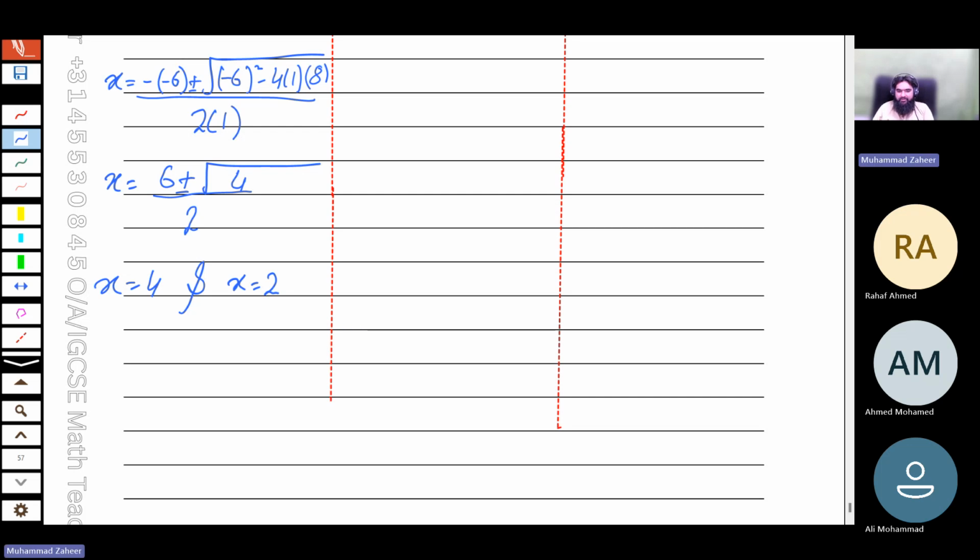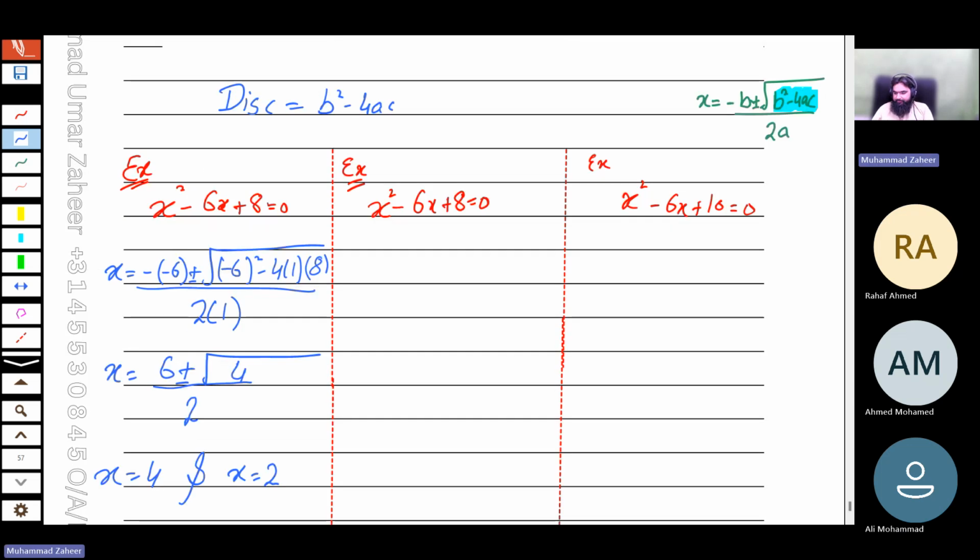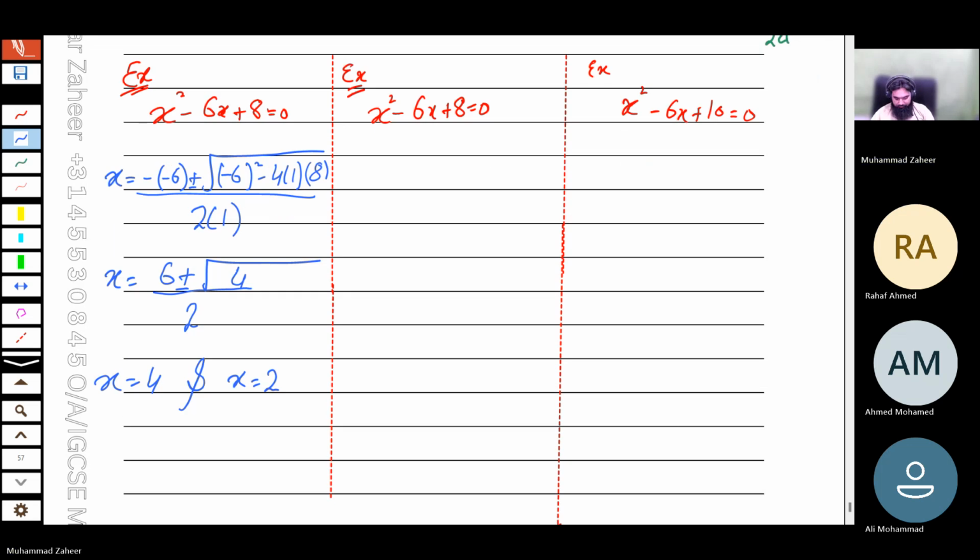Anyone have a question here? Not clear? Okay, I just solved it by using the quadratic formula. Yes, solve this one as well.